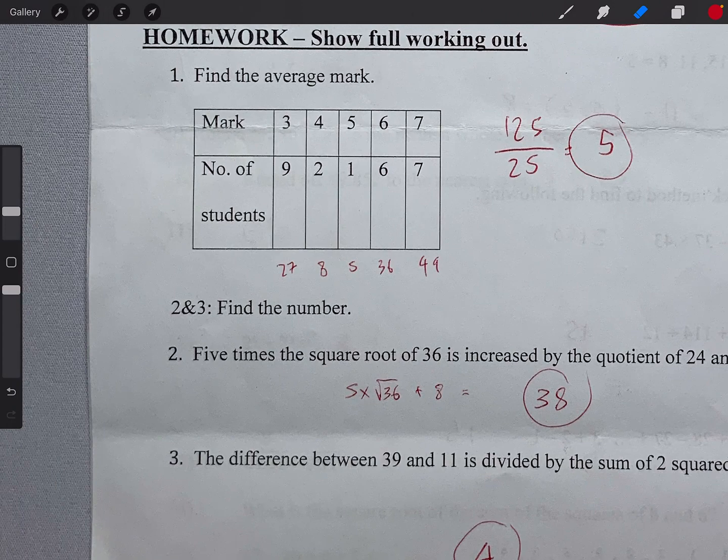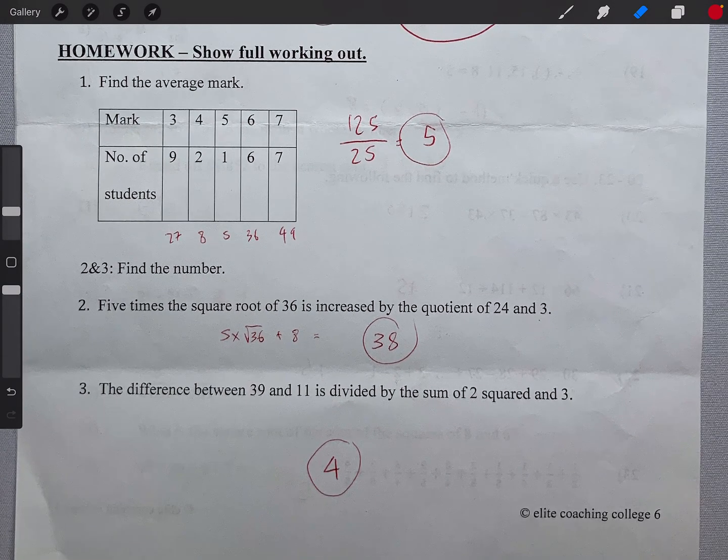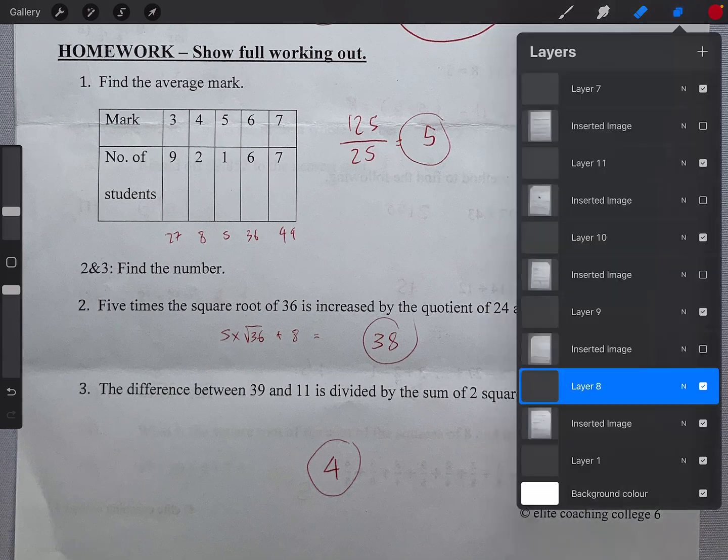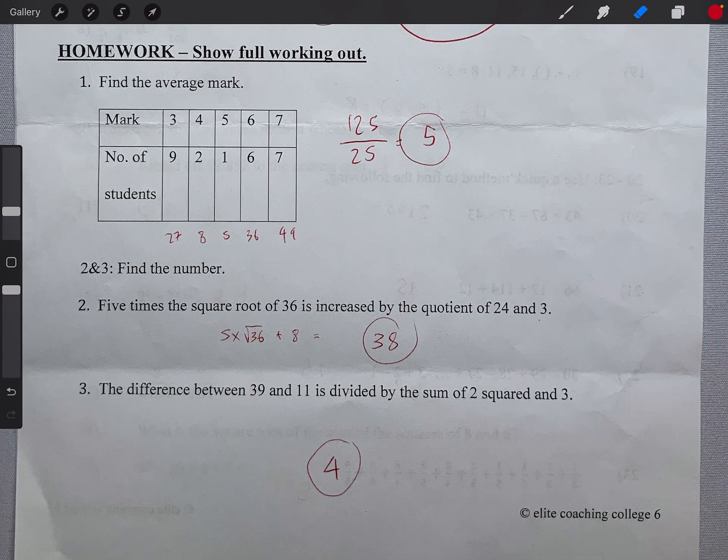Alright, next one. So let's look at the first one. It says find the average mark. So all you gotta do is look at this table and see what's happening. What's happening in this table? So let me just start drawing. Okay, here we go. So according to this table, 9 people got 3 marks. So imagine you have 3, 9 times. Okay. So each of these is one person's mark.